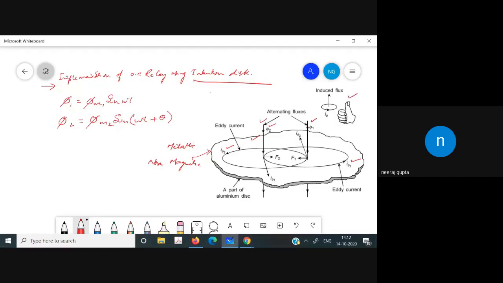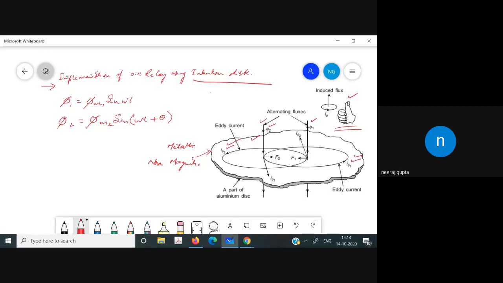So we will have this. If the flux direction is this, then the current direction is this. Since this is the induced current due to the fluxes phi1 and phi2, the direction is opposite to that. Because of the flux phi1 we have the induced current I phi1, and because of the flux phi2 we have the induced current I phi2.